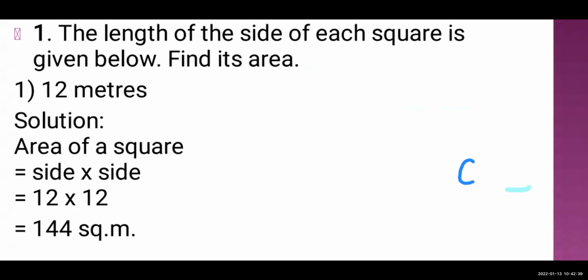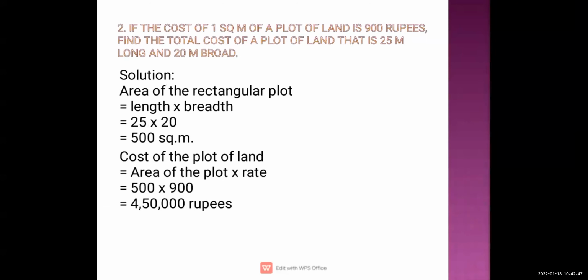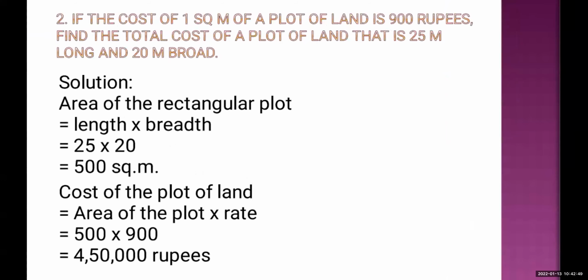Now we'll move to the second sum, that is our word problem sum. Yes, we have done with first, second, all the sums. Now we'll proceed with the word problem sum. I'm going to read the question. See here, now listen to the question properly. If the cost of 1 square meter of a plot of land is 900 rupees, find the total cost of the plot of land that is 25 meter long and 20 meter broad.